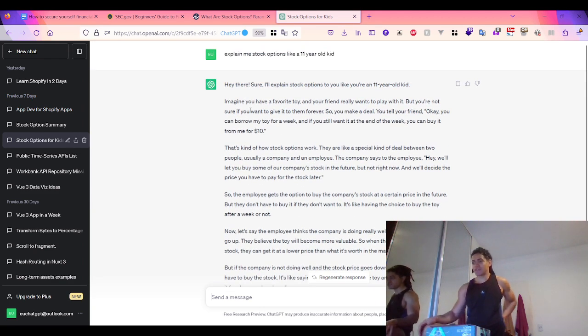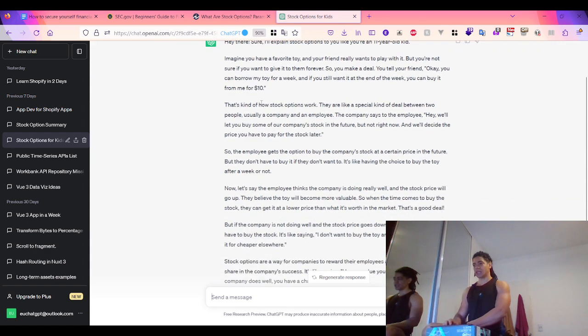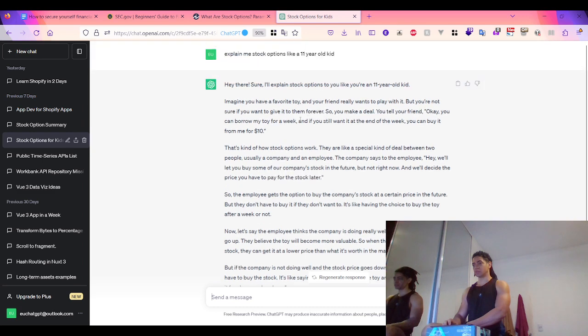So imagine you have a favorite toy and your friend really wants to play with it, but you're not sure if you want to give it to them forever. So you make a deal. You tell your friend, you can borrow my toy for a week, and if you still want it at the end of the week, you can buy it from me for $10. That's kind of how stock options work.